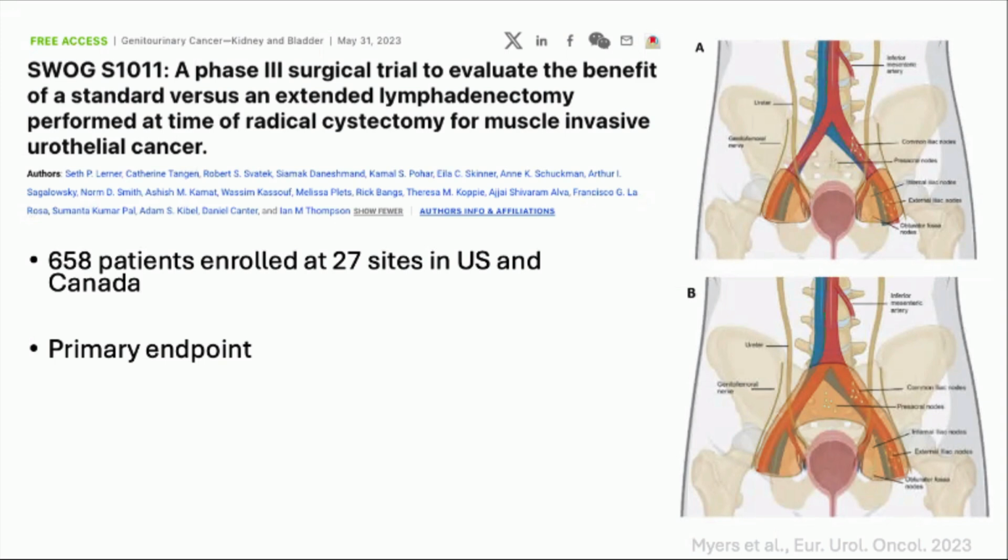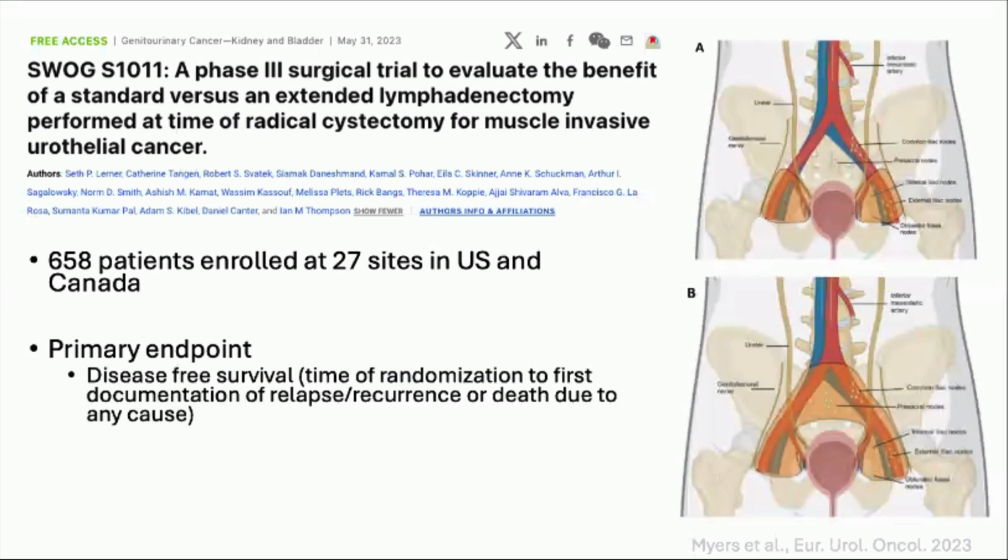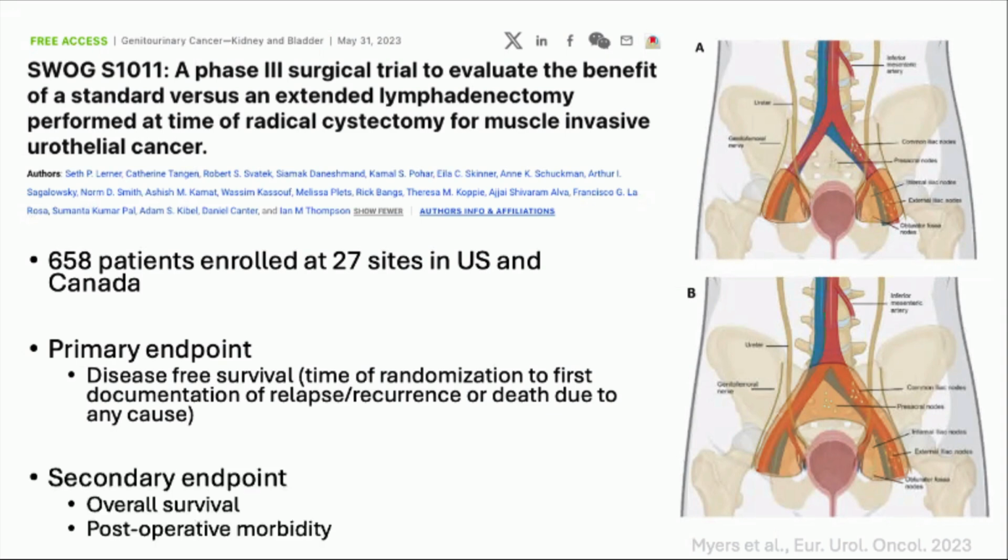This included 658 patients enrolled across 27 sites in Canada as well as in the United States. The primary endpoint was disease-free survival from time of randomization to first documentation of any relapse or recurrence or death due to any cause, and that's key. And I'll bring that up again when we talk about some of the outcomes. And this study was designed to show approximately 10 to 12% 3-year disease-free survival or overall survival benefit. And key secondary endpoints were overall survival as well as postoperative morbidity.